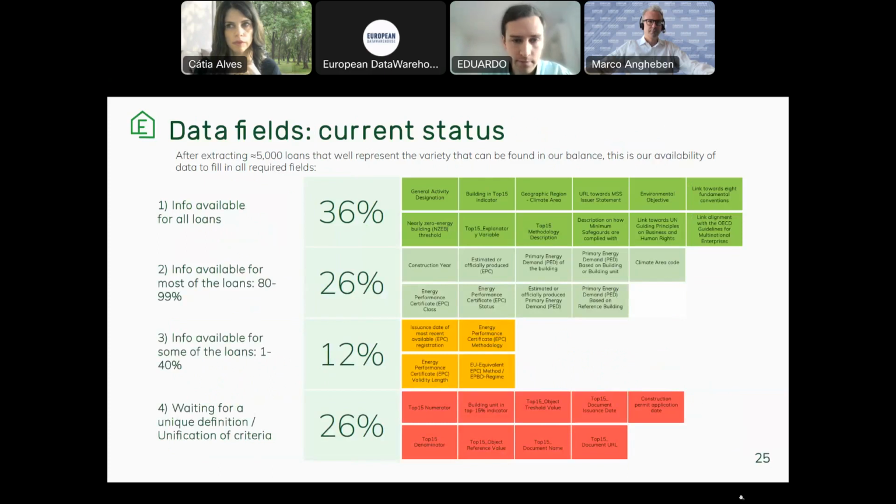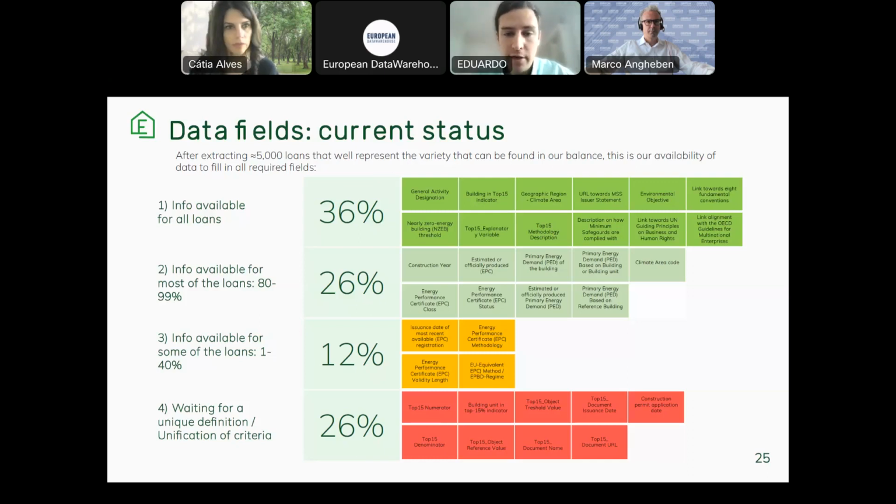Next, please. Okay, based on this, we have made this classification of the information out of the 34 first initial fields. Well, this is the division according to how much information we have or we don't have. And based on this, we have the ones in the very green color, which are the 12 fields for which we have 100% of the information, which is that we have the information for all these 5,000 loans.